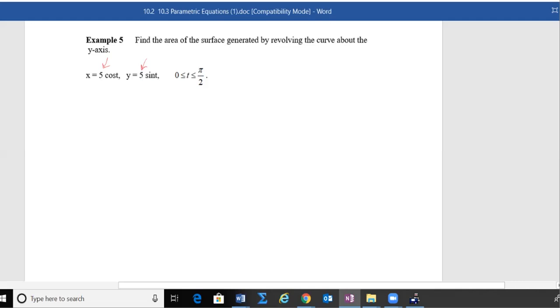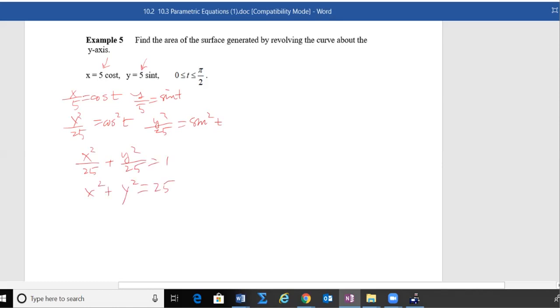Okay, now you can verify that if you just write it this way. So I got x squared over 25 is cosine squared, and y squared over 25 is sine squared. Adding together, you'll get a 1, so x squared over 25 plus y squared over 25 equals 1. So it's x squared plus y squared equals 25. So you see it's a circle with radius 5. Okay. We're looking for the surface area.